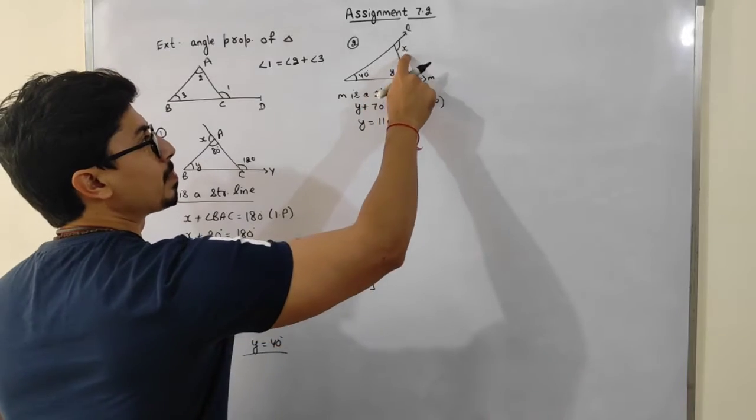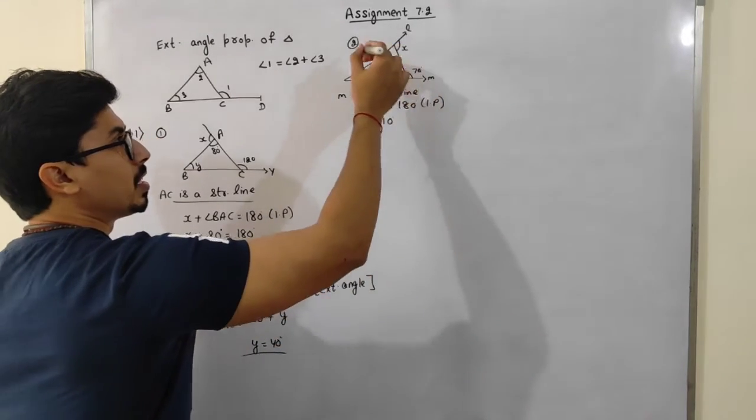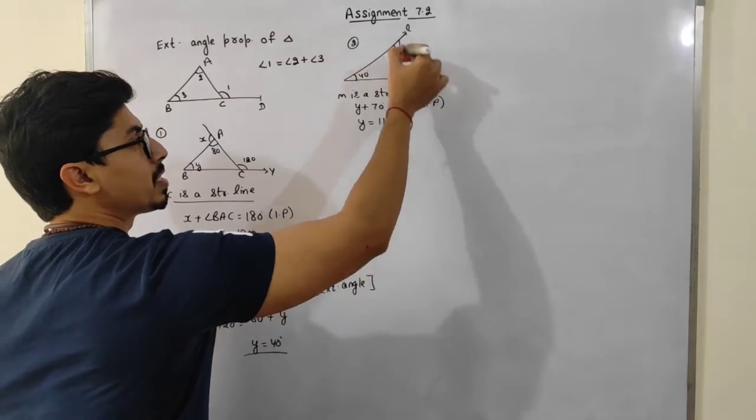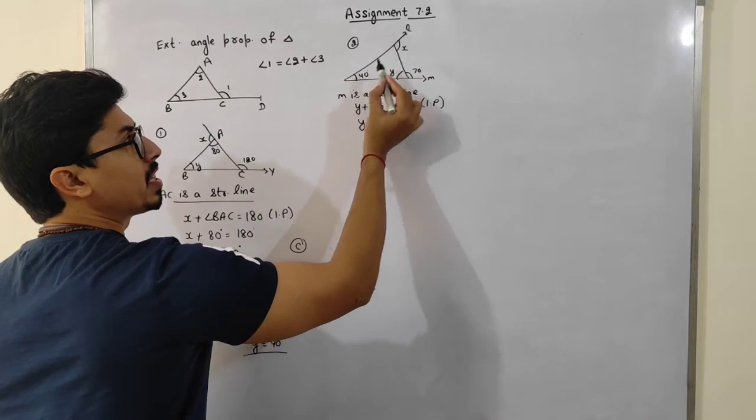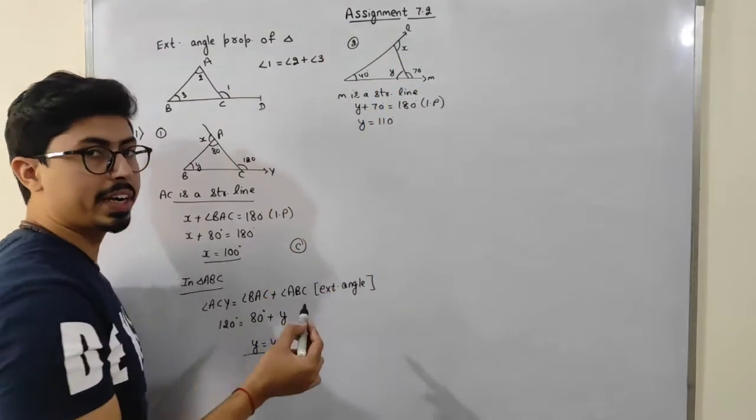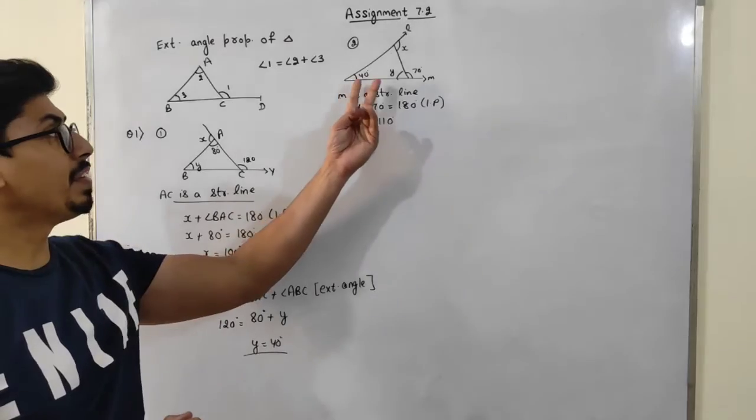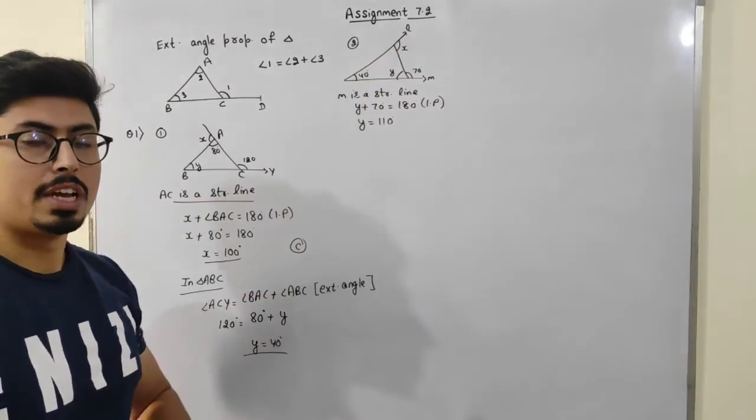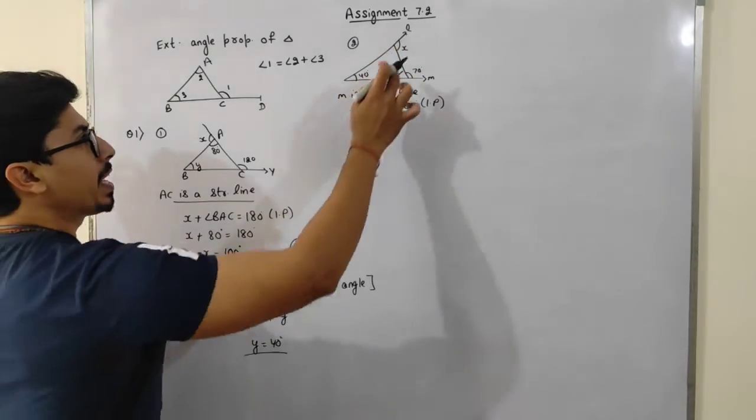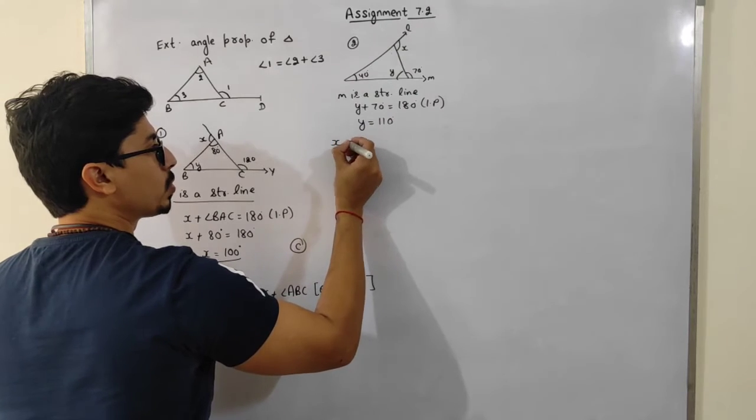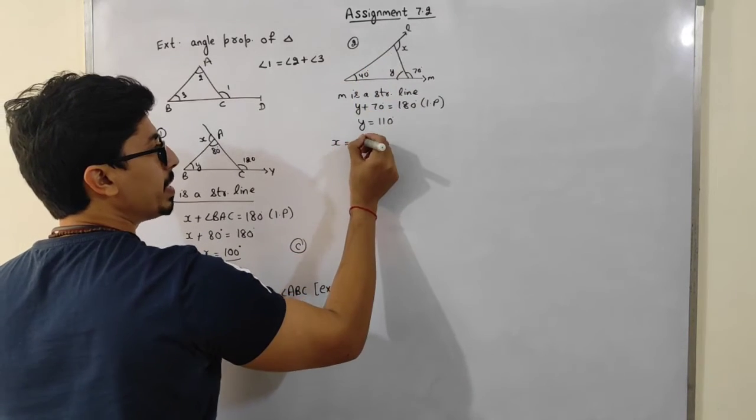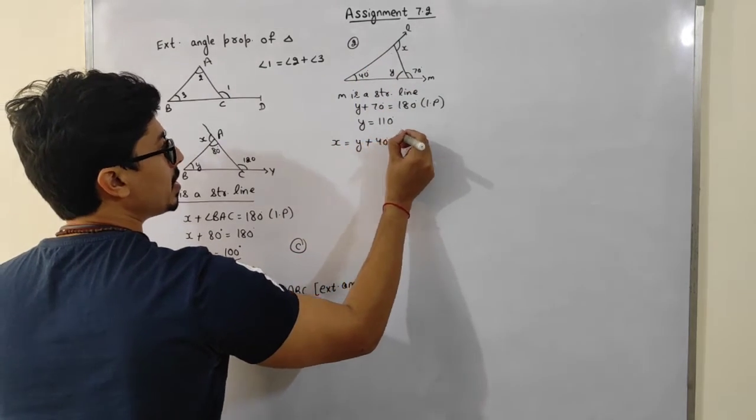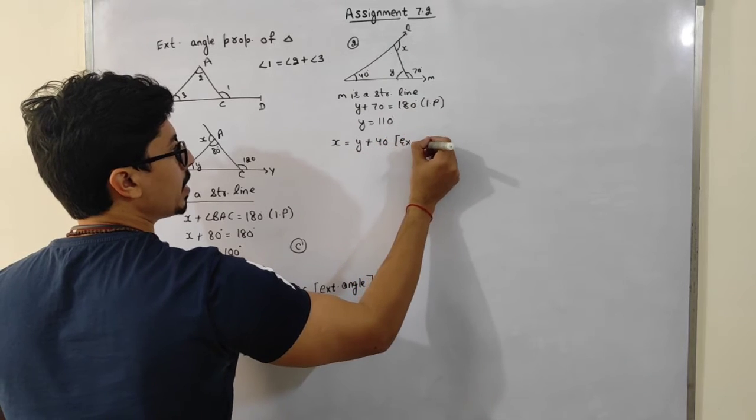Now see x. If I take this triangle, students, these are the two angles, and the third angle we have is the exterior angle. So by using the exterior angle property, I can say that x is equal to the sum of the remaining two, that means y plus 40 degrees. Reason is exterior angle property.